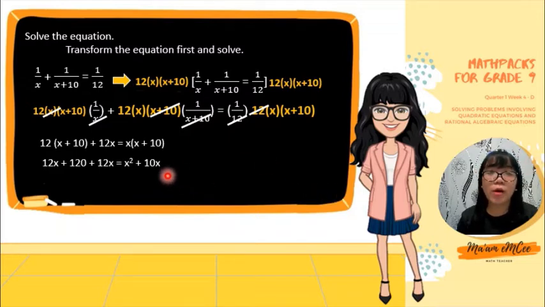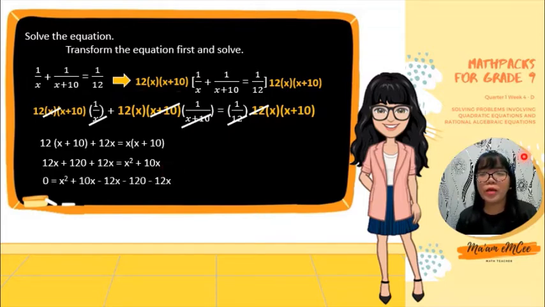So this is now our quadratic equation, but this is not yet in standard form. So we need to express this equation still in standard form. So we need to transpose every non-zero term from this side of the equation going to this side, because x squared here, our leading term, has a coefficient which is positive. So let's maintain the positive coefficient.